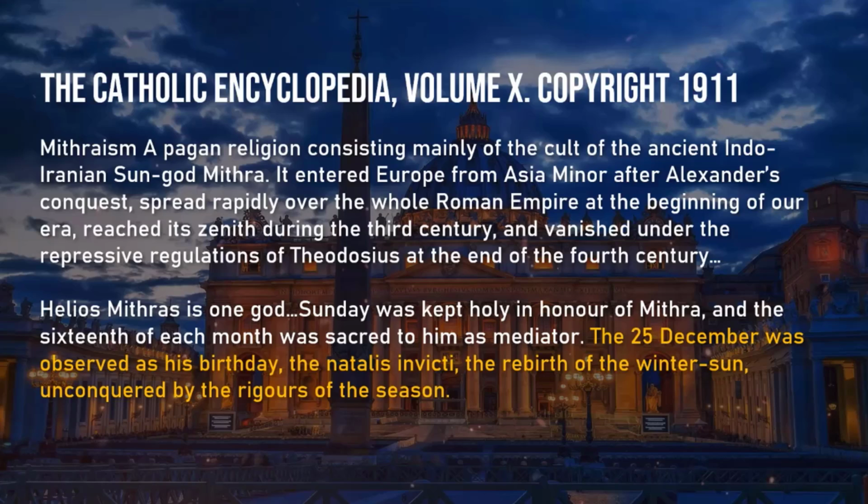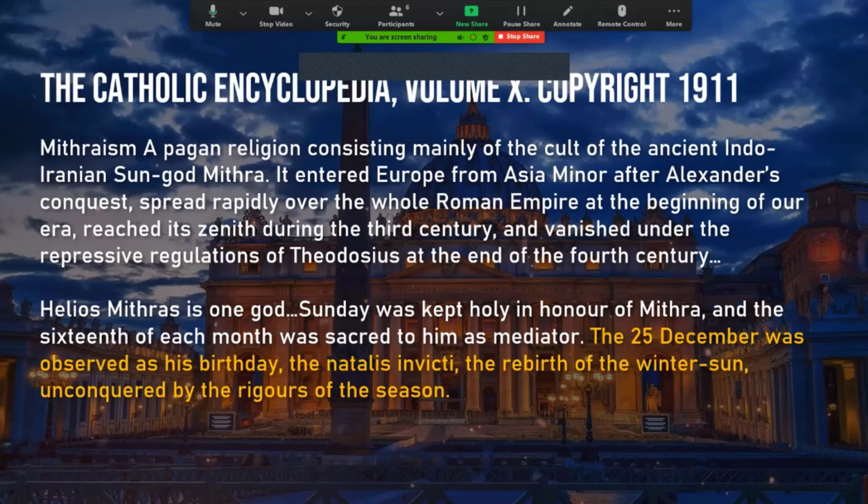The way the pagans looked at the year, or at least the cult of Mithra and the cult of Helios, in the wintertime on the 24th, the sun would be completely dead.